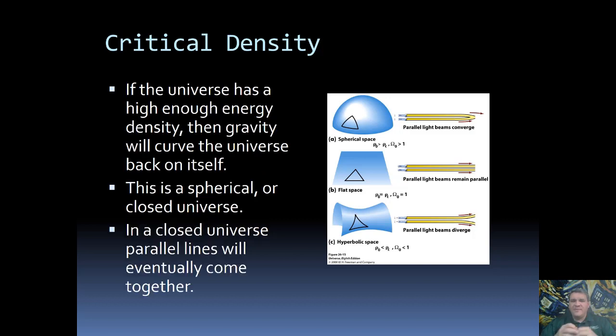Possible shapes. Now in the first case, if the universe has too much stuff in it, if the energy density is too high, then lines that begin as parallel will eventually converge because of the shape of the universe. Now, I know what you're thinking. You've had geometry, and in geometry you learned that if you have two lines that are parallel, they will always remain parallel. And that is true for a flat piece of paper. That is not always true on other shapes.